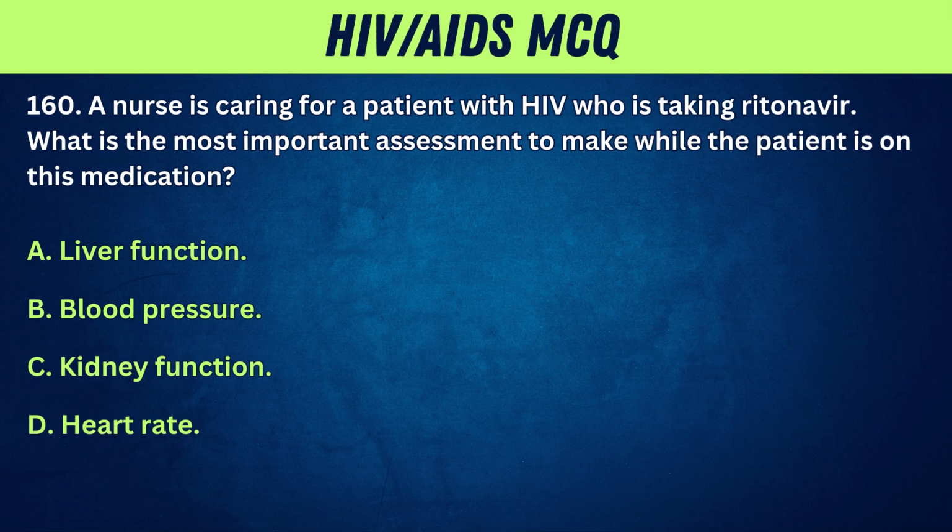160. A nurse is caring for a patient with HIV who is taking ritonavir. What is the most important assessment to make while the patient is on this medication? A. Liver function. B. Blood pressure. C. Kidney function. D. Heart rate.